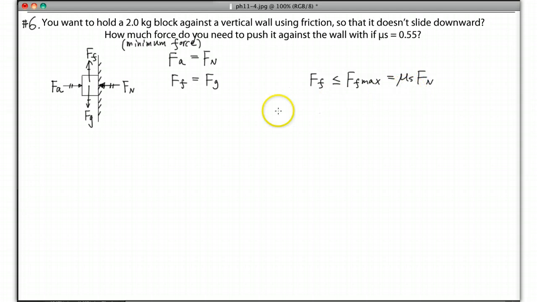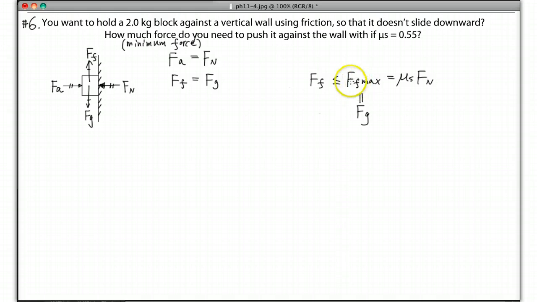Actually you can think this way. If you apply Fa very big, then using this formula, the maximum friction would also be very big, but that's not necessary, right? As long as the friction is big enough to support the gravity, that's enough. So the normal force required, multiplied by mu s, provides the friction which makes it equal to Fg, and then the block won't slide down.